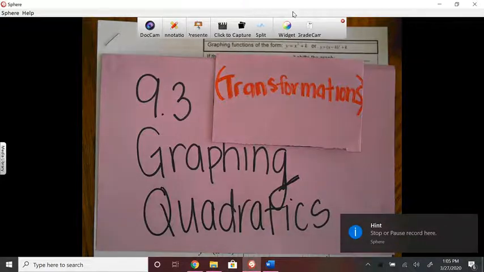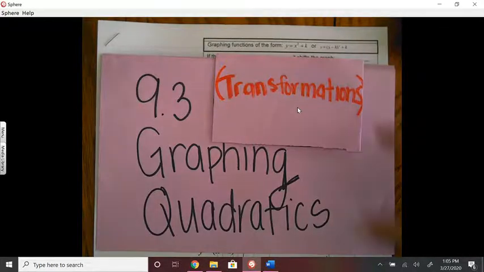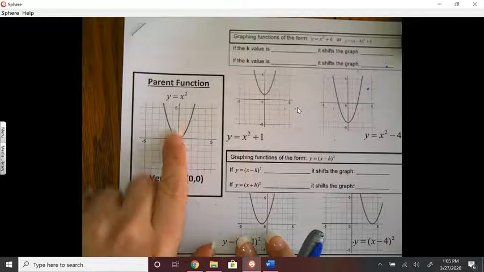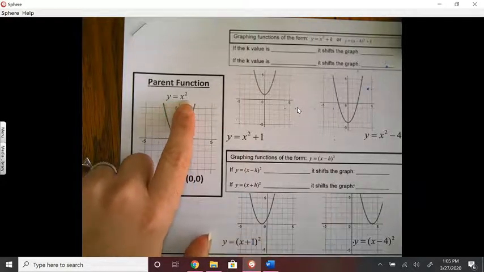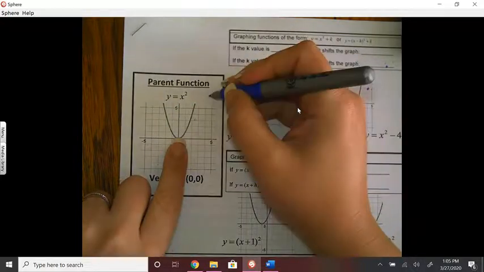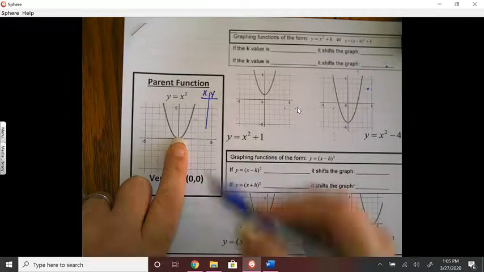This video will discuss graphing quadratics using transformations. So if we take a look at this graph right here, this is the graph of y equals x squared. I used graphing software to graph it for us, but remember, if we had a graph without a graphing utility, we would just plug numbers in.